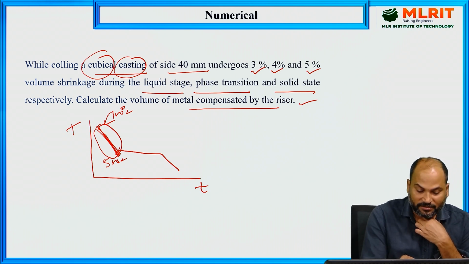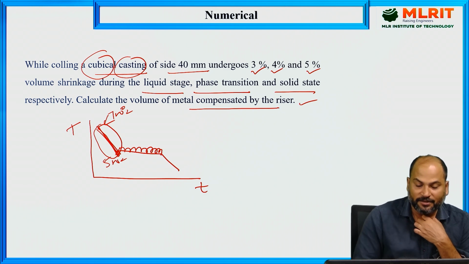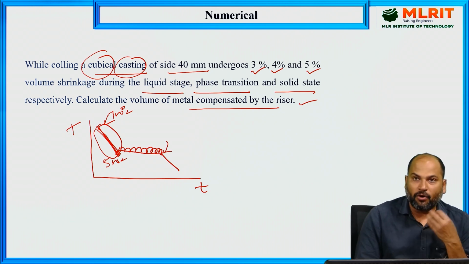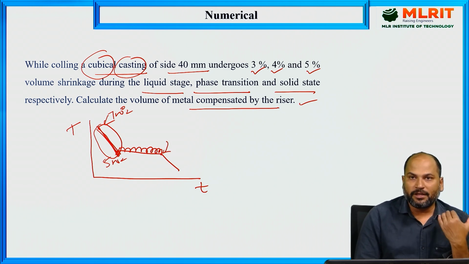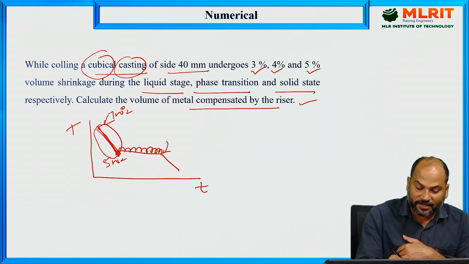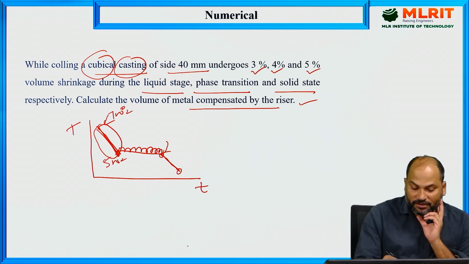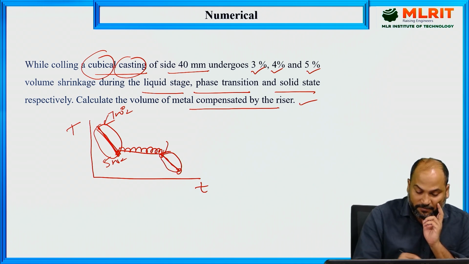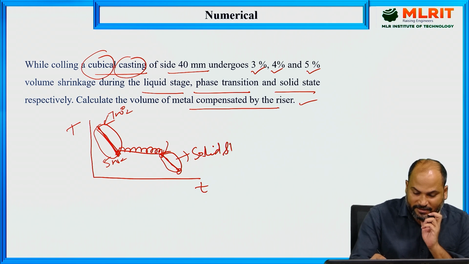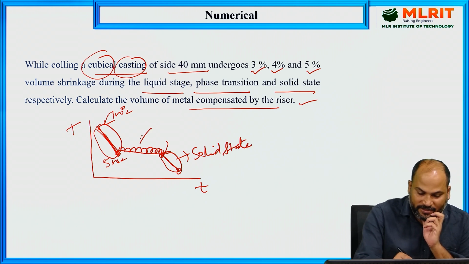So solidification will start at this point and it will go up to this point. At this point, all the liquid will be transformed into the solid state. And finally, whatever the temperature is in the solid state, it will reach the room temperature or the furnace temperature or wherever we are doing the experiment. So this is the complete solid state section.